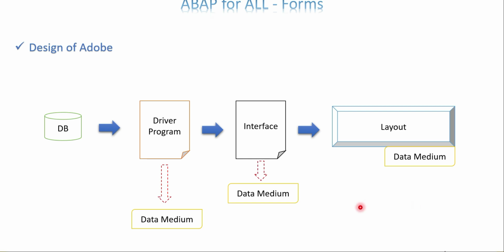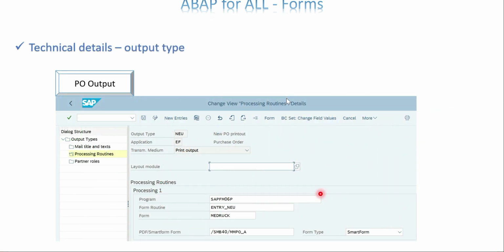So this is the basic understanding to identify how a data medium is getting populated. So the next one is, okay. In my example, I'm going to show you a standard Adobe form which is used for purchase order printout. So basic configuration is required for this. So that is coming under Pro.